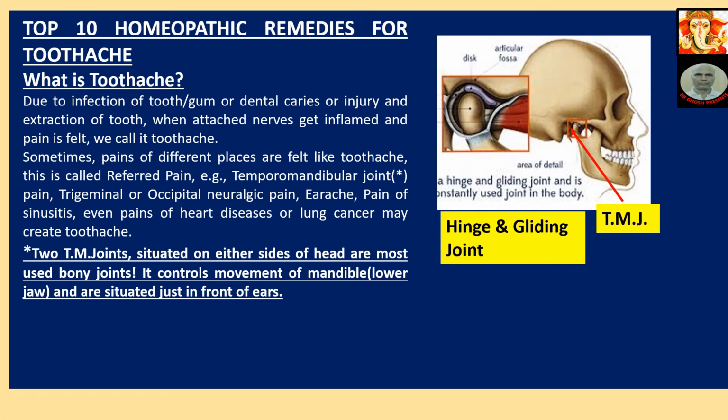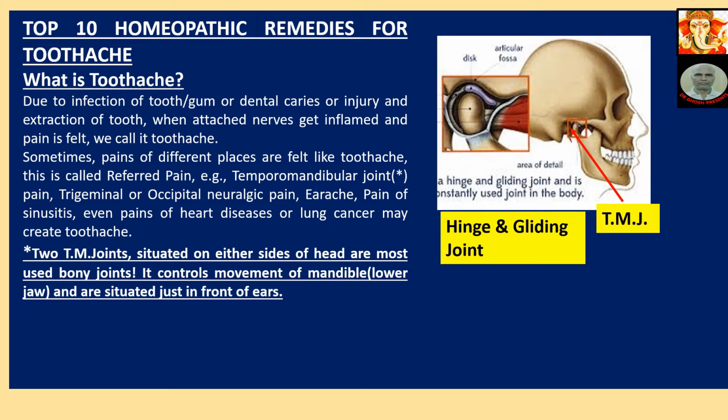Top 10 homeopathic remedies for toothache. What is toothache? Due to infection of tooth or gum or dental caries or injury and extraction of tooth, when attached nerves get inflamed and pain is felt, we call it toothache. Sometimes pain of different places are felt like toothache. This is called referred pain.